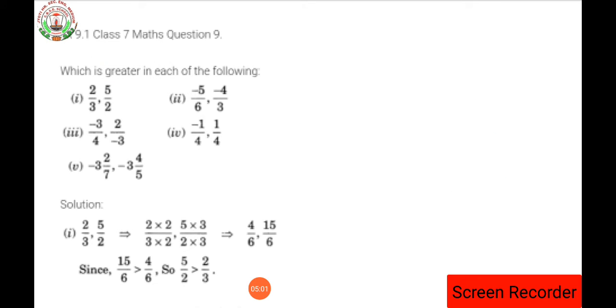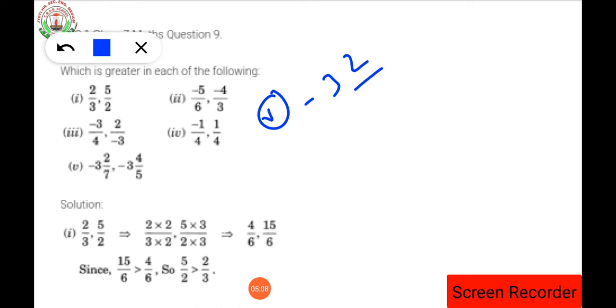Next part we are having again the mixed fifth part, isn't it? Minus 3 2 by 7 and 3 minus 3 4 by 5. This we are having. So first what we have to do in this type of question, generally we have to convert the mixed fraction into improper fraction. Understood? You know how to convert the mixed fraction into improper fraction?